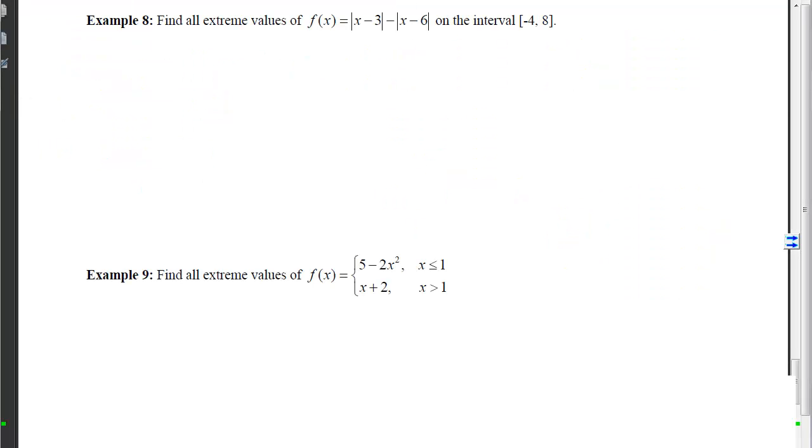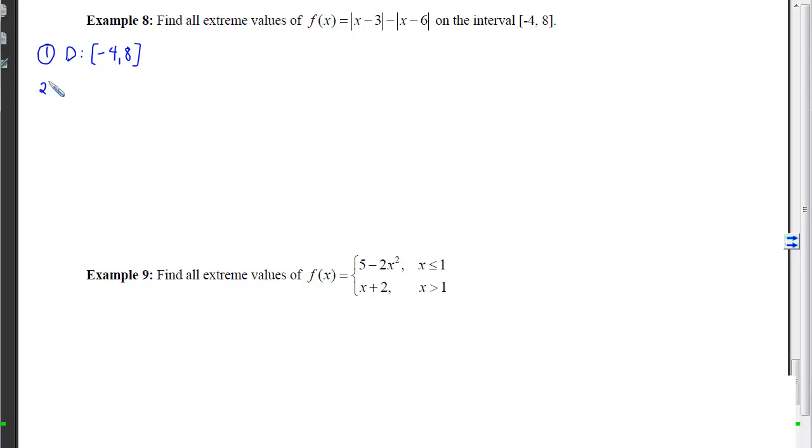So with example 8, it says find all extreme values of this, and notice that it is an absolute value problem. This one is tough because it's a piecewise function and we're on a closed interval. So taking the derivative of this in order to find the critical values is going to be really hard. So let's look at step 1. Step 1 is we've got to identify the domain. Well, I have no division by 0, no square roots, and no logs. So I know the domain is going to be all real numbers in the interval that is given to me.